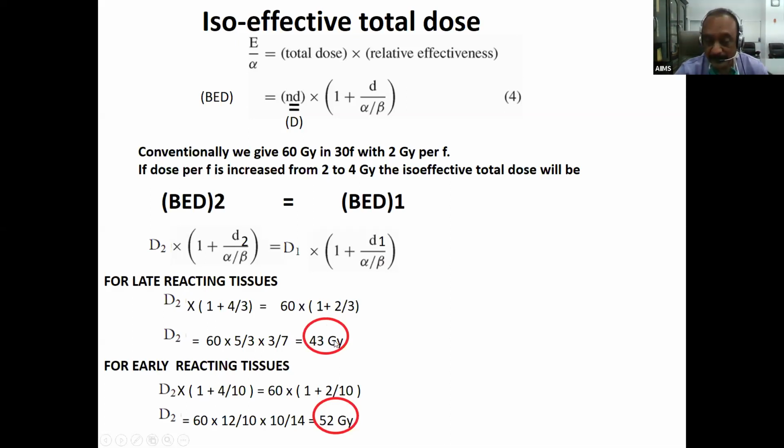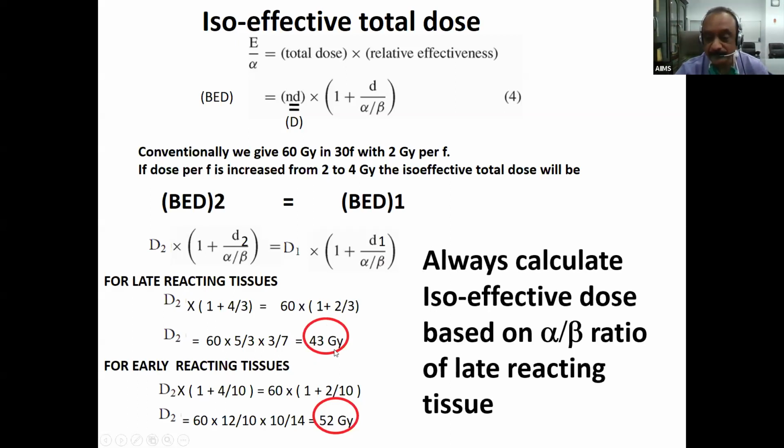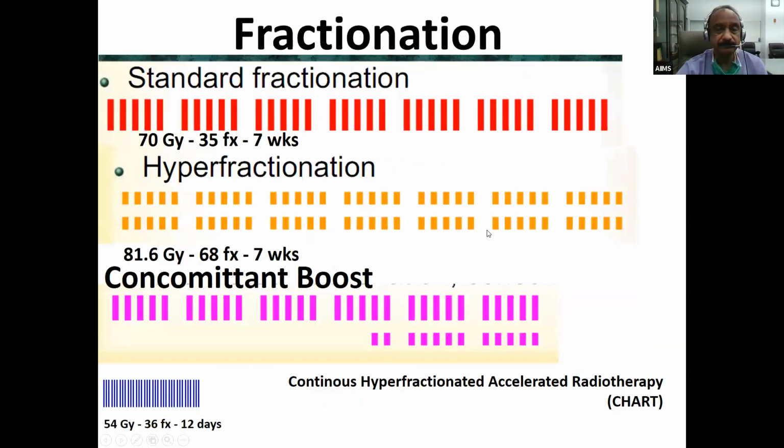And that is why I am telling you repeatedly, I am trying to convince you that whenever you calculate isoeffective dose, always calculate based on the alpha beta ratio of late reacting tissue. Never calculate based on the alpha beta ratio of early reacting tissue or based on tumor. Now, this was the conventional fractionation.